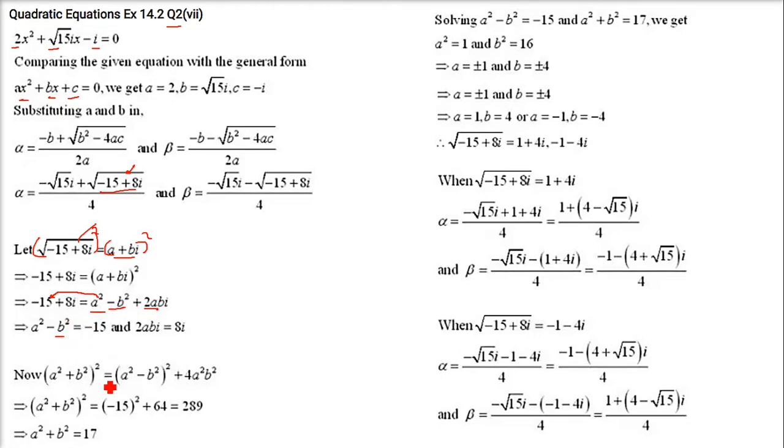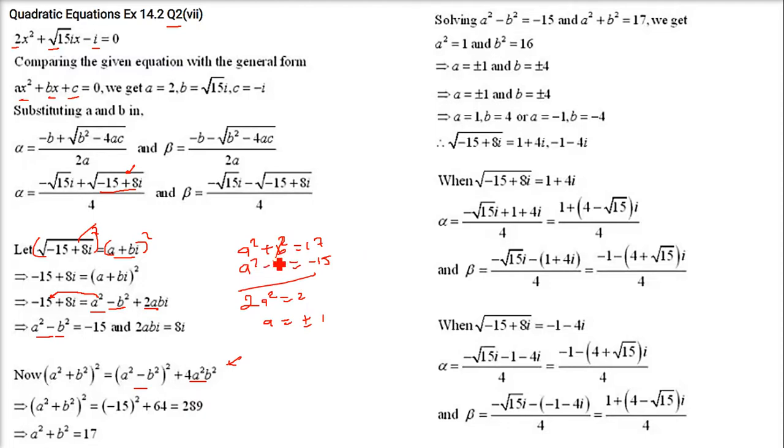Now we have a formula, a square plus b square whole square is equal to a square minus b square whole square plus 4a square b square. This is the formula we have already talked about. A square minus b square, put it here, 2ab put it here. Now you get a square plus b square, which has come to 17. You already have a square minus b square. So just add it. 2a square is going to be 2. A will be equal to plus minus 1, 2 by 2 is 1 and this is going to be under root 1. So a is going to be plus minus 1.